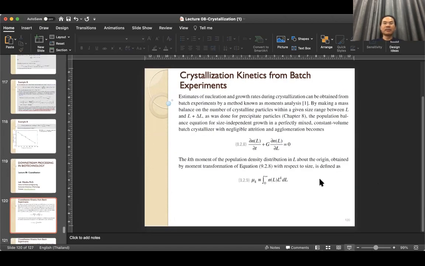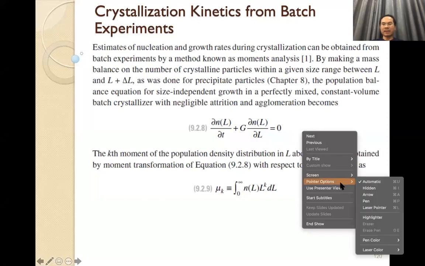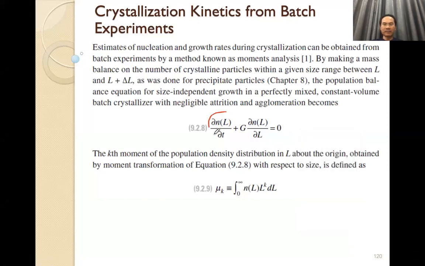Like shown in this slide, the batch crystallizer is a function of time. Population density is a function of time, and population density is a function of length. And G for this case, we assume is independent of the size. The partial differential equation with respect to time and length is difficult to determine. The easy way is to reduce the partial differential equation to an ordinary differential equation. We can apply the moment method.